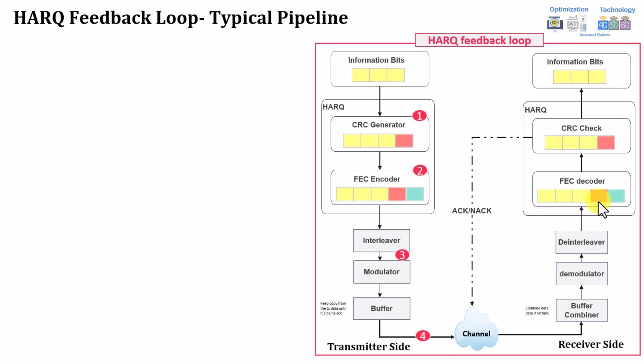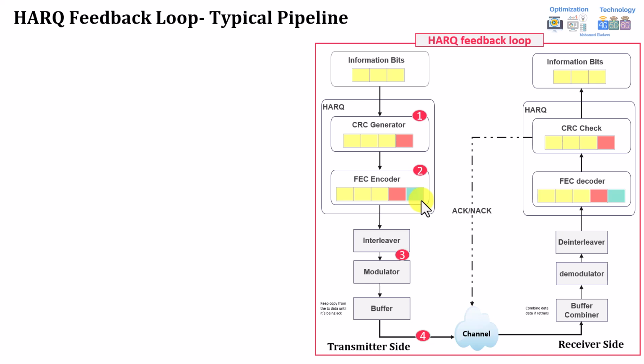And instead of directly asking for retransmission, it will first attempt error correction. This is one of the main differences compared to the RLC. In RLC, once data has an error, it will directly send a non-acknowledgement asking for retransmission. But one of the main functionalities of the HARQ is this forward error correction.